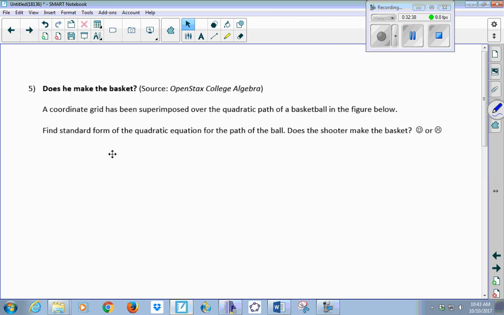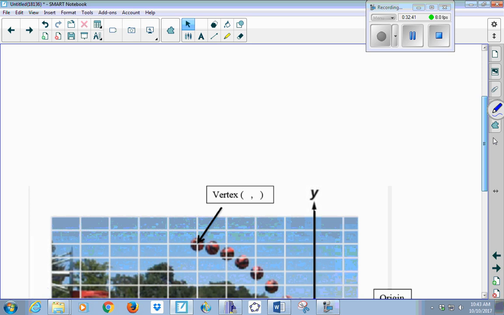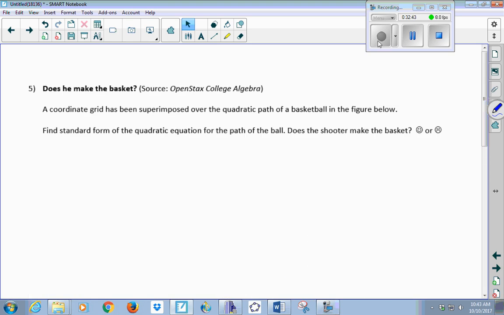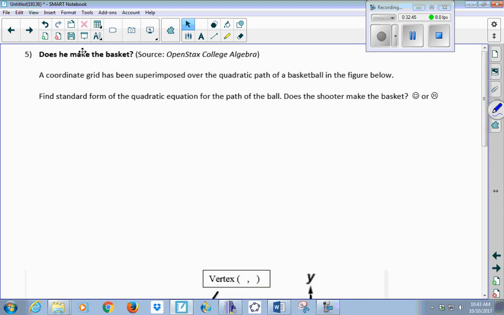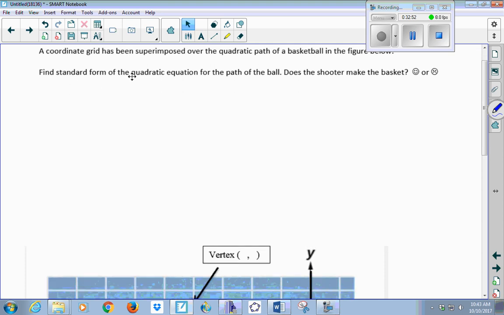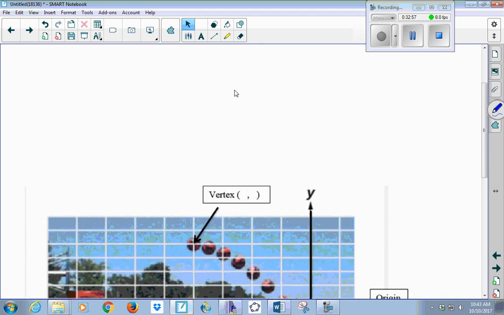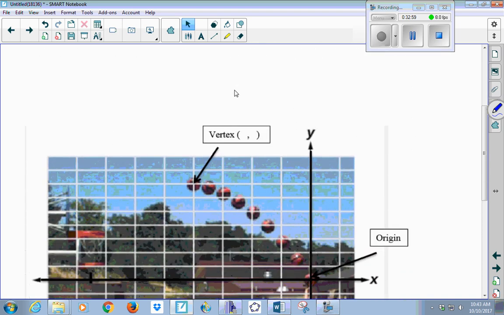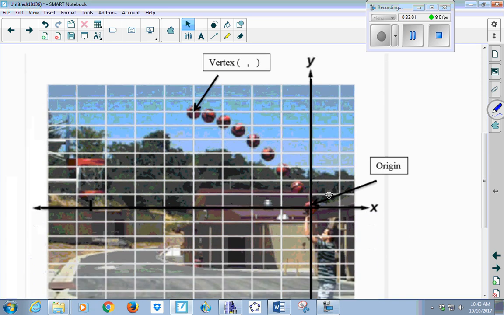All right, and finally, we have this basketball problem that I got out of a book called OpenStax, College Algebra. It says, find the standard form of a quadratic equation for the path of the ball, and does the shooter make the basket, yay or nay? So here's a basketball being shot, and the grid's been superimposed. We know one point on this parabola right now, 0, 0.